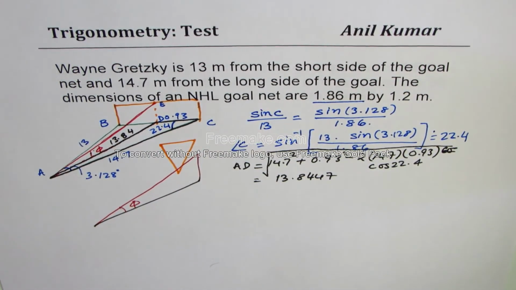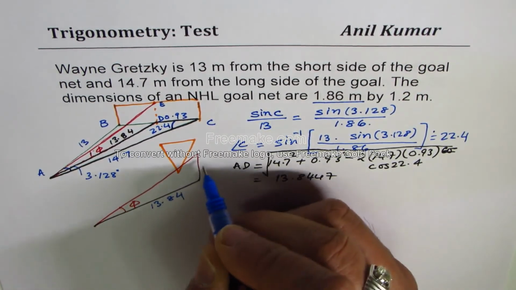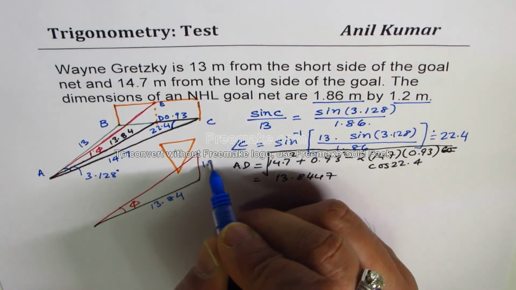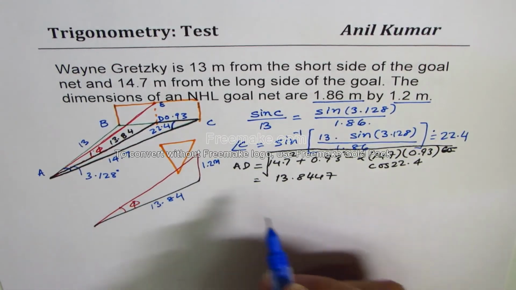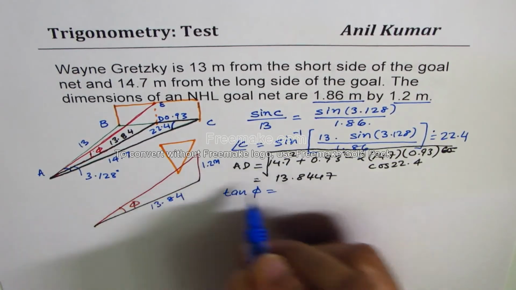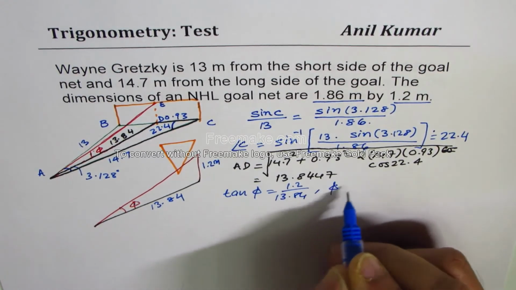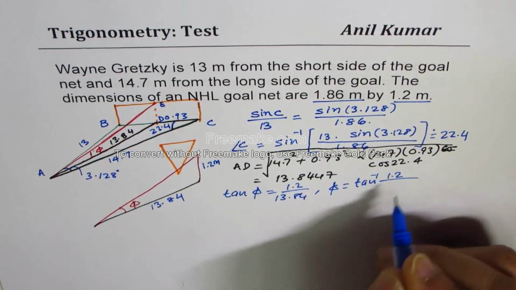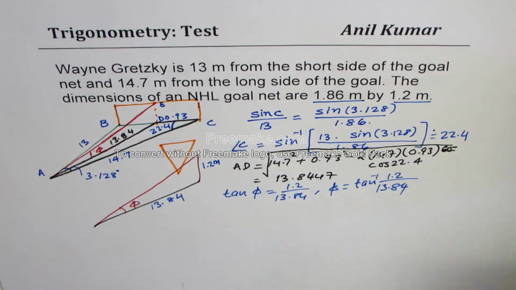We have already calculated the horizontal side as 13.84. We know the height of this is 1.2 meters, and we have to find the angle. So that becomes tan theta, right? So tan theta, or in this angle I've written as phi, is opposite 1.2 divided by 13.84. So phi is equal to tan inverse of 1.2 over 13.84, correct?